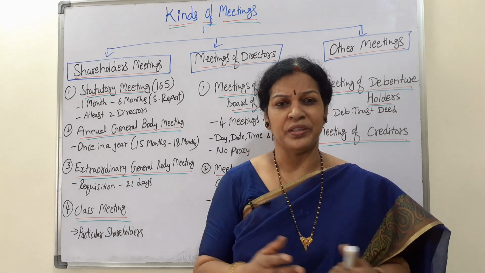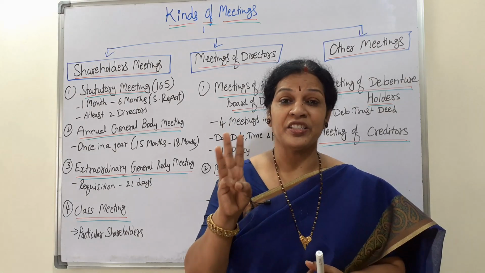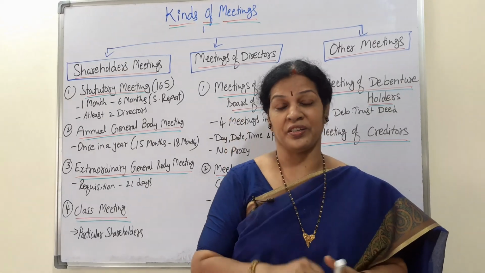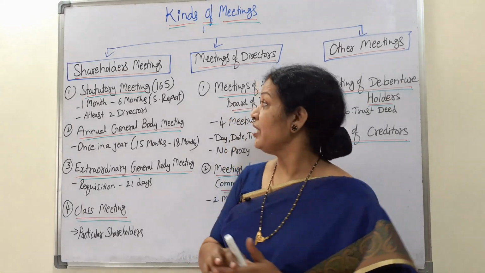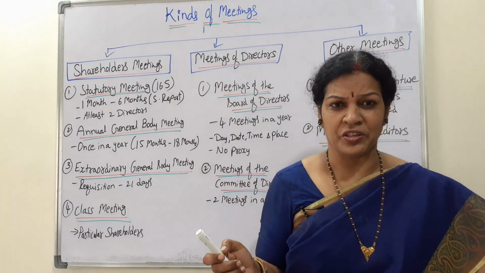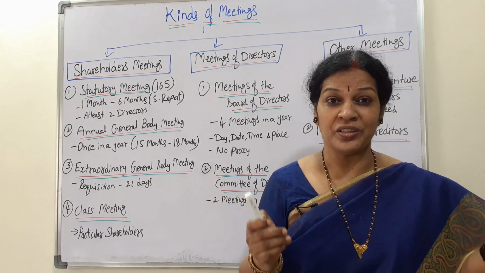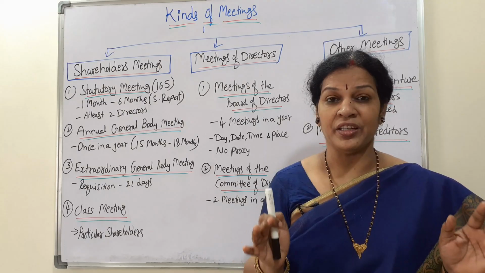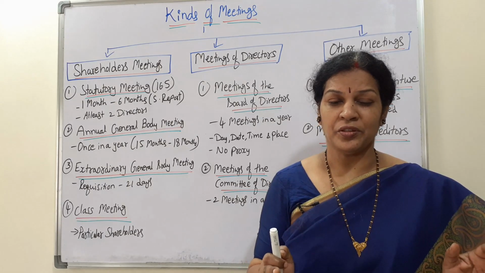So what kind of meetings usually do they have? Three kinds of meetings mainly every company has to conduct. What are those three? The first one is the shareholders meeting. You know, shareholders are the main owners of every organization. A company does not have any physical entity.